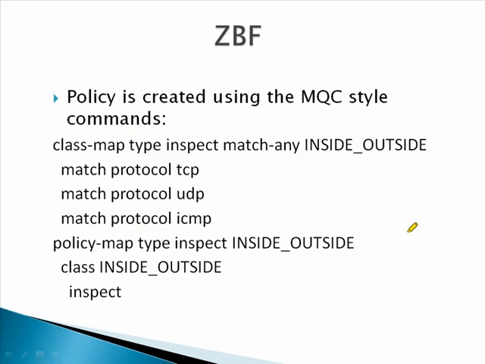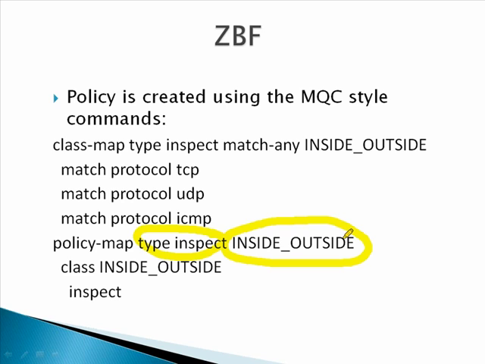Now, to actually apply actions to that identified traffic, you create a policy map. So again, it's a policy map type inspect. Zone-based firewall, it's always type inspect. And I called the policy map also inside outside. Again, that's my method. That helps keep it straight in my head. It might be confusing to other people, so you use whatever naming convention you like.